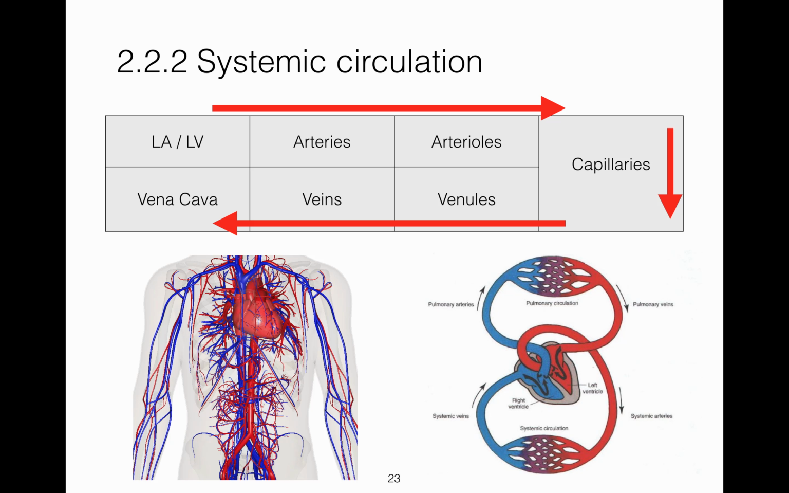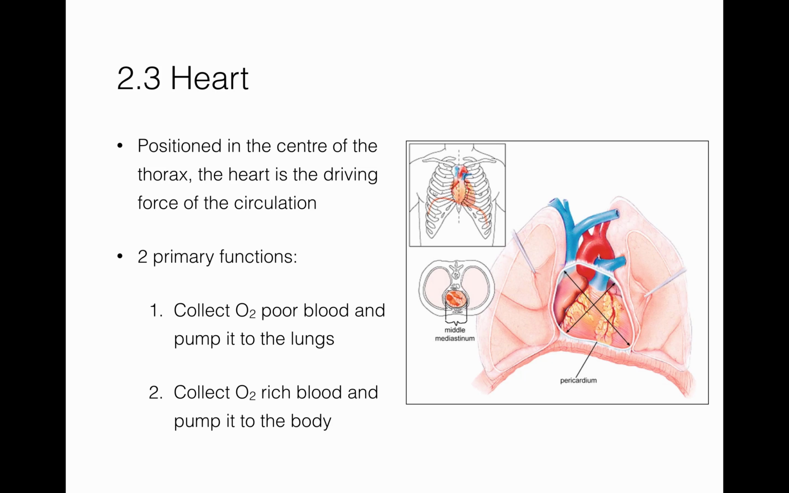The systemic circulation includes the left atrium, left ventricle, systemic arteries, arterioles and capillaries, and systemic venules and veins. Normally, the pressure in the systemic circulation is significantly higher than in the pulmonary circulation. The heart. The heart is positioned in the center of the thorax and is the driving force of the circulation. The heart has two primary functions. One, to collect oxygen-poor blood and pump it to the lungs. And two, to collect oxygen-rich blood and pump it to the body.